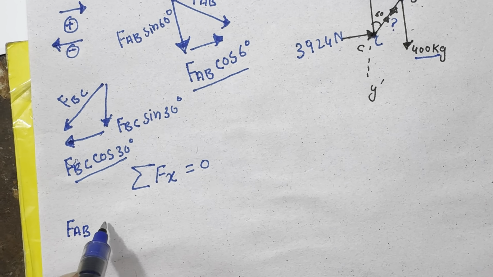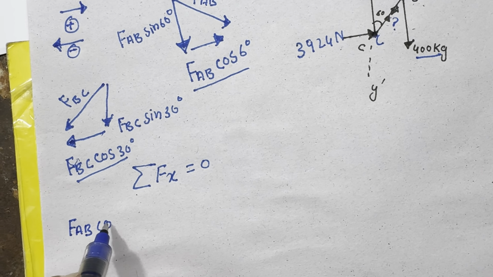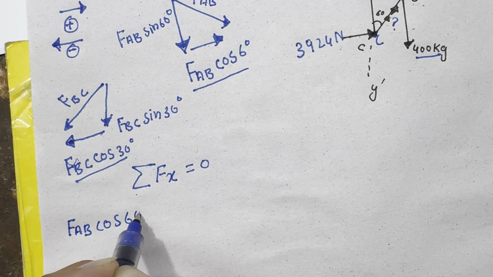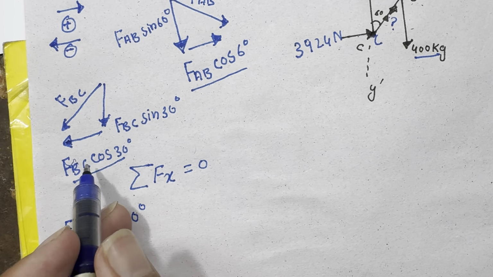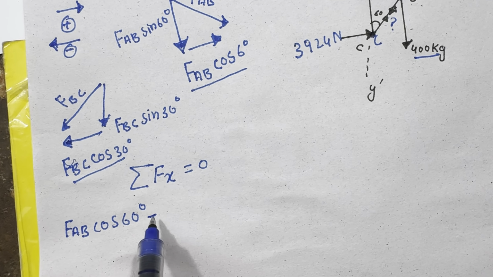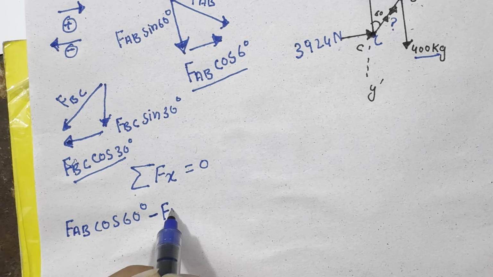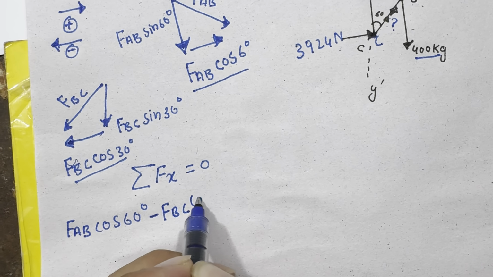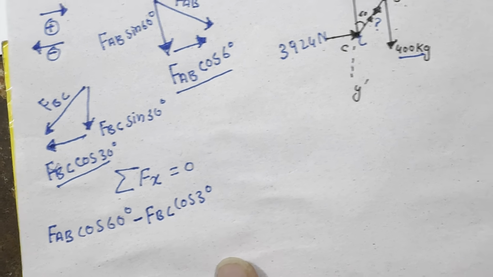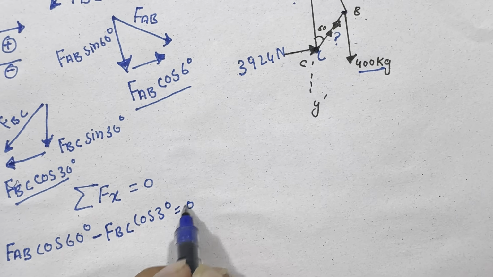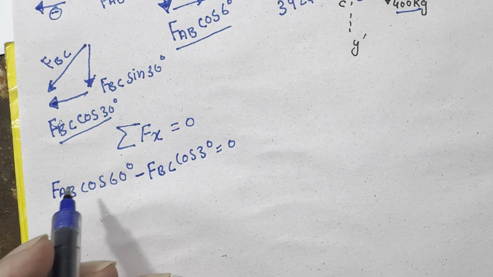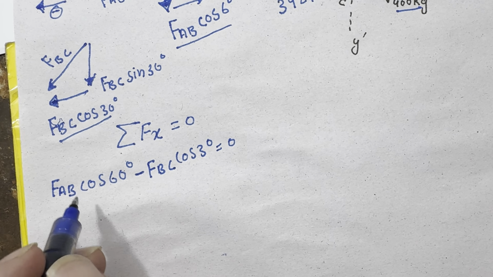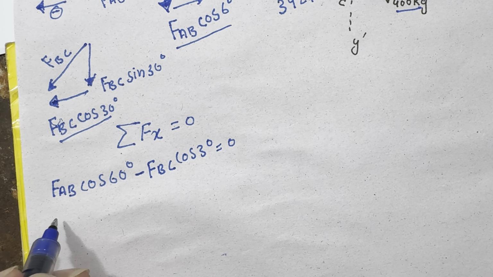FAB cos 60 degree, and this is directed toward left, so it will be negative, FBC cos 30 degree equal to 0. This is the equation, the summation of all forces in the x direction, in the horizontal direction.